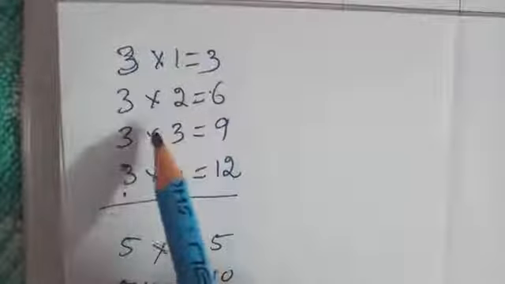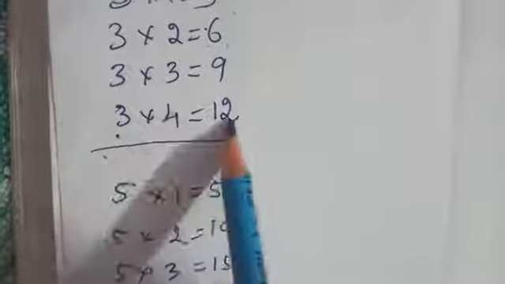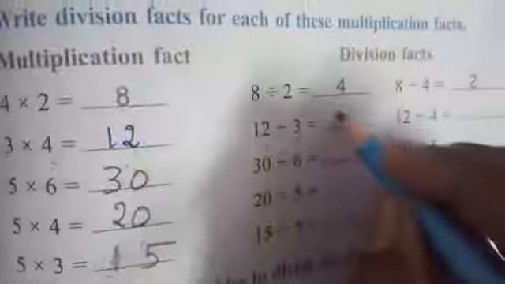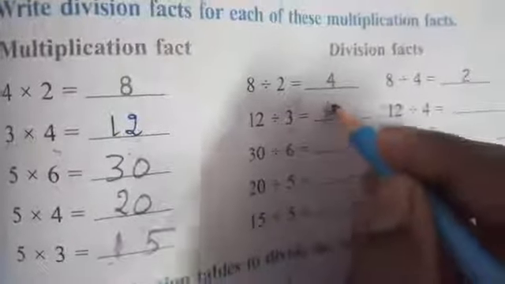We will find out with the tables. In the 3 table, where 12 comes: 3 1s are 3, 3 2s are 6, 3 3s are 9, 3 4s are 12. In the 4th place, 4 times 3 is 12. So here what is the answer? 4. Got it?